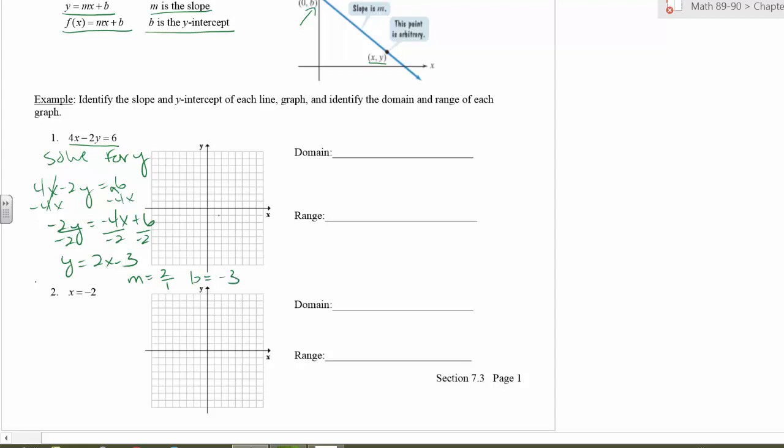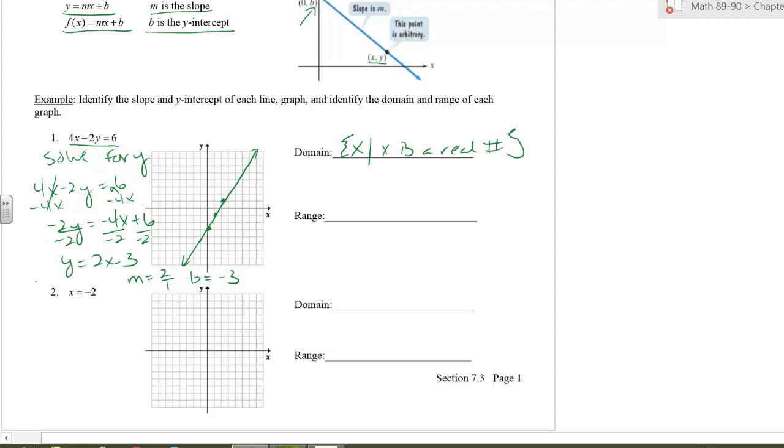So I'm going to start down at negative 3 on the y-axis, and then I'm going to count up 2 and right 1. Up 2, right 1, graph points, and then draw my line. Now for the domain, remember it's the leftmost point to the rightmost point, and in this case, this graph goes to the left forever and goes to the right forever. So in set notation, that's what my math lab asks you to use, so we'll go ahead and use that here. We get all x such that x is a real number.